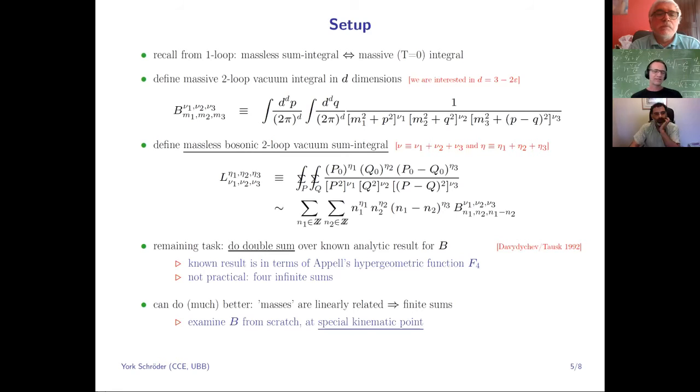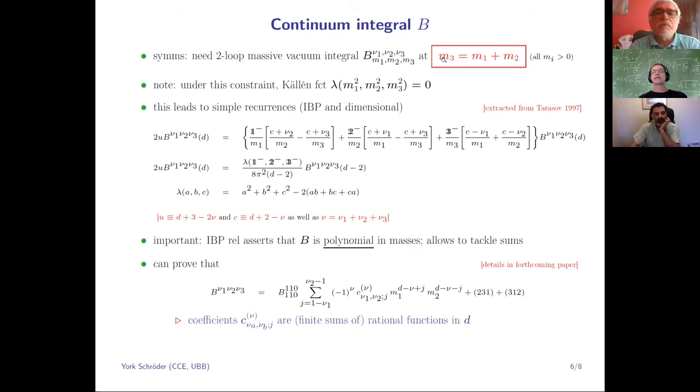However, one can do much better in this respect, because the masses are related. As you can see, the 3 masses have a linear relation at finite temperature, and the relation is this one. One mass is always the sum of 2 others. We noted that that exactly corresponds to the 0 of the Källén function, which one knows well from relativistic kinematics, right, in collider physics. So exactly when this linear relation is fulfilled, it means the Källén function vanishes, which leads to much simpler relations between integrals. So we've been playing with integration by parts, IBP, and dimensional relations. Here are some of them for the 0 temperature integral. I won't go into details, like I said, I won't show many technicalities.